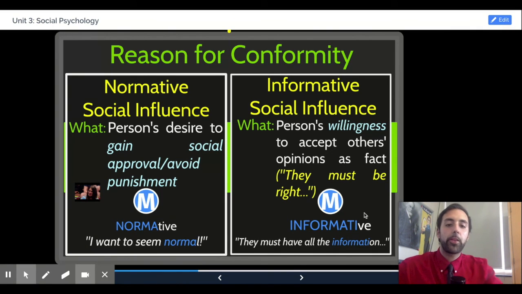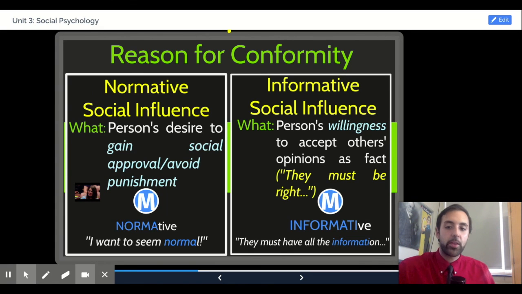As a mnemonic, when I look at the word informative, it almost looks like the word information, and I think of the phrase, they must have all the information. Because basically when you boil down conformity, it happens for one of two reasons. You want to fit in and seem normative, or you actually think the other people around you are correct. You accept what they are saying as a fact. That's the informative reason.